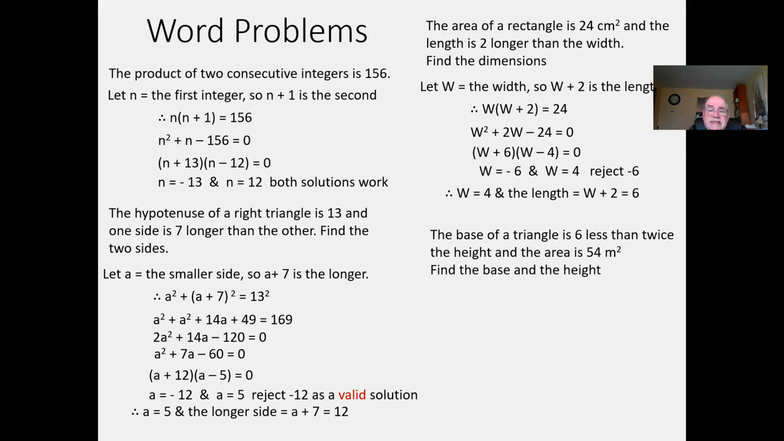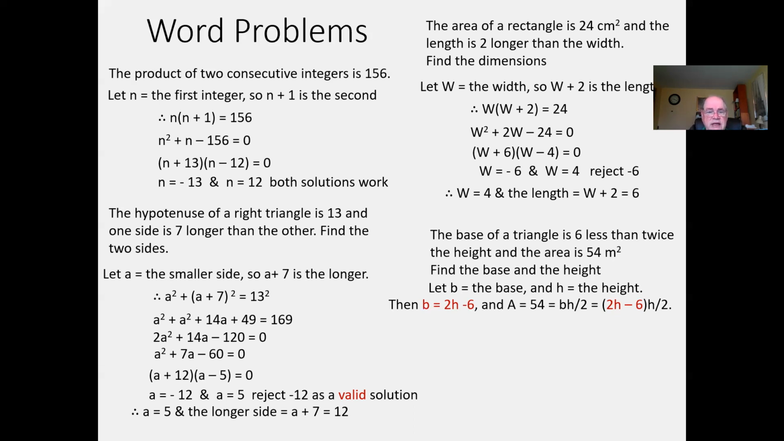The base of a triangle is 6 less than twice the height, and the area is 54 square meters. Find the base and the height. Well, if B is the base and H is the height, here I chose to make 2 separate equations because the base is 6 less than twice the height. I wanted to try to focus on that. So the base is 6 less than 2 times H.